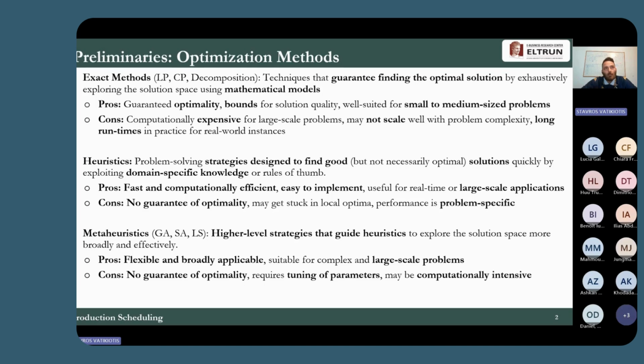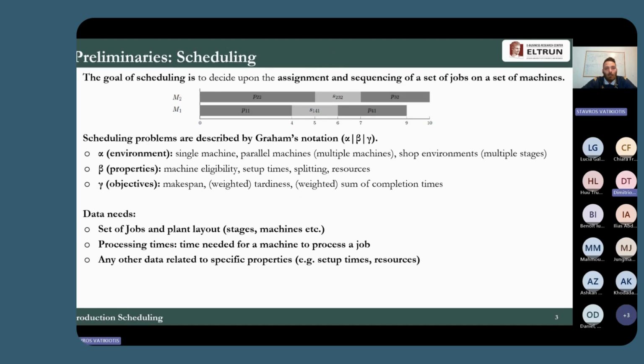Somewhere in between, we may find meta-heuristics like genetic algorithms or simulated annealing or local search, which are, again, strategies, but they operate in a much more guided way. They are flexible, and they are quite suitable for large-scale problems. But again, they do not guarantee optimality, and a quite important issue is that they require tuning their parameters.